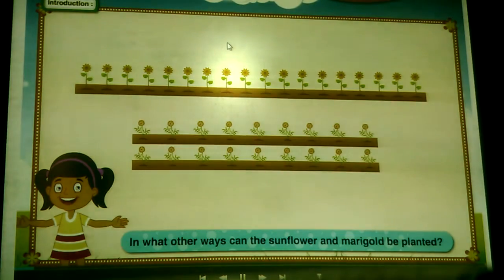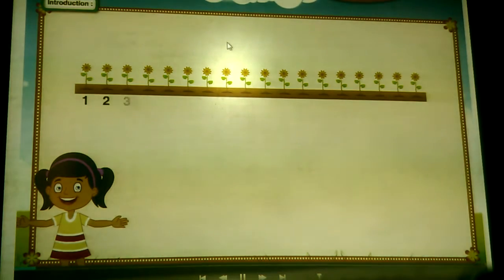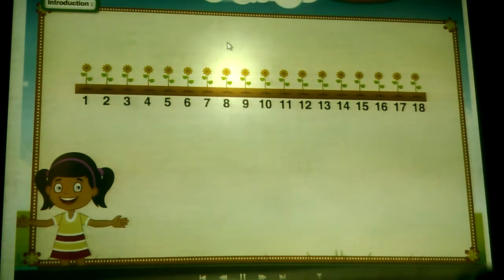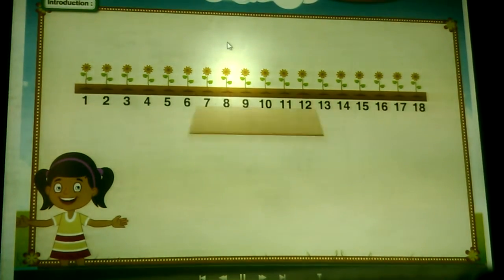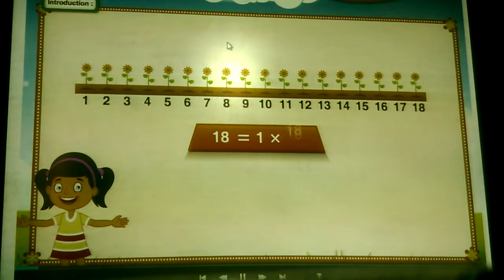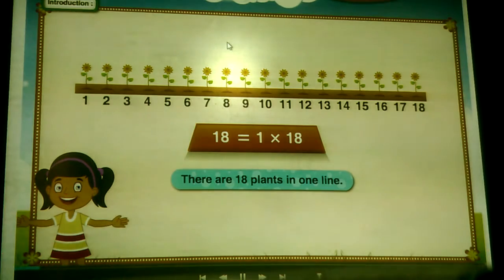In what other ways can the sunflower and marigold be planted? 2 blank spaces are given here. The number of sunflower plants is 18 and they are arranged in one line only. So from this we can write 18 as 1 into 18. That means there are 18 plants in one line.